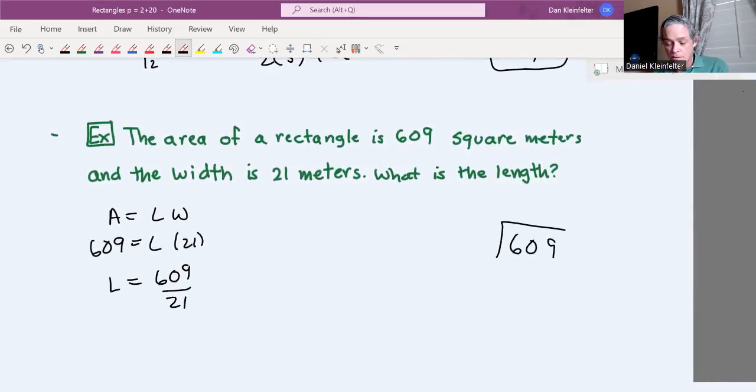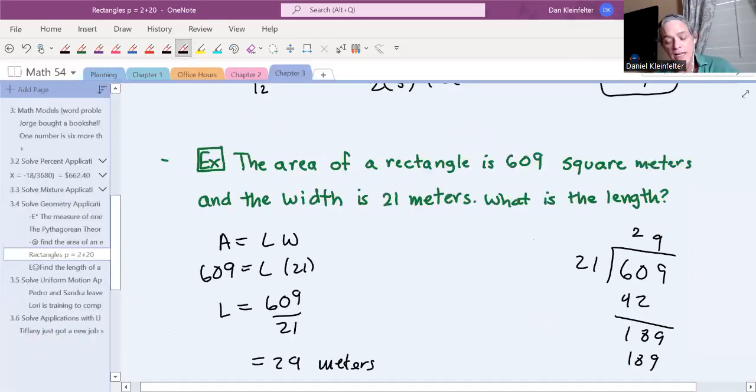609 divided by 21. That's going to give us 2, which is 42. Then 189, and that will be 9. Okay, looks like the length is 29 meters. This time we were given the area and the width, and we had to find the length.